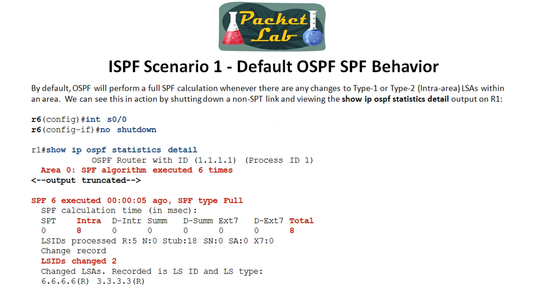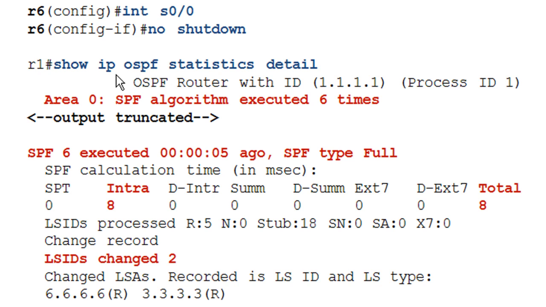Okay, so this is scenario 1 without ISPF enabled. So what we're going to do is we're going to bring up R6. We just did a no shutdown on its interface. It joins the network. And now on R1, when we do a show IP OSPF statistics detail, we can see that this SPF algorithm has been executed 6 times. So we're going to hit our spacebar till we get to the end of this. The last one is going to be the most recent one, and we can see it was executed 5 seconds ago.